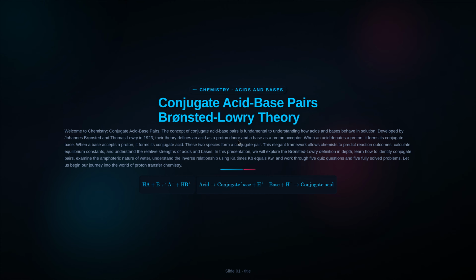Developed by Johannes Brønsted and Thomas Lowry in 1923, their theory defines an acid as a proton donor and a base as a proton acceptor. When an acid donates a proton, it forms its conjugate base. When a base accepts a proton, it forms its conjugate acid. These two species form a conjugate pair. This framework allows chemists to predict reaction outcomes, calculate equilibrium constants, and understand relative strengths.